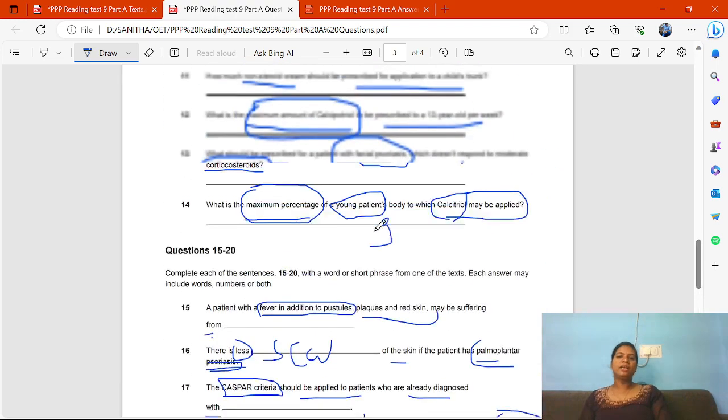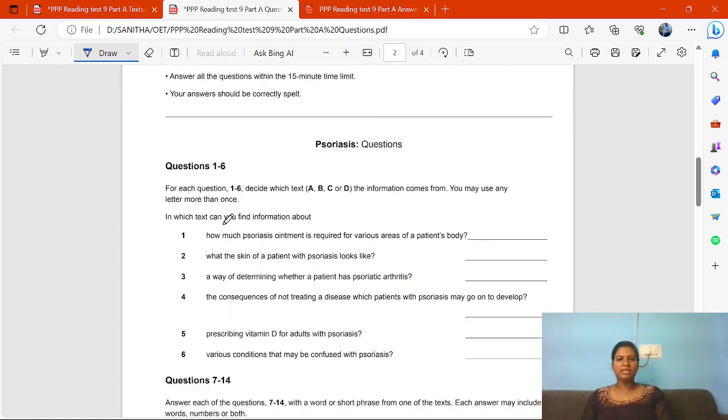Then we come to the match the following, questions 1 to 7. How much psoriasis ointment is taken? Ointment is required for various areas of the patient's body. How much quantity are they asking? Maybe we will get this information in Text B or Text D. Text B is also talking about the treatment. Text D is also talking about the treatment.